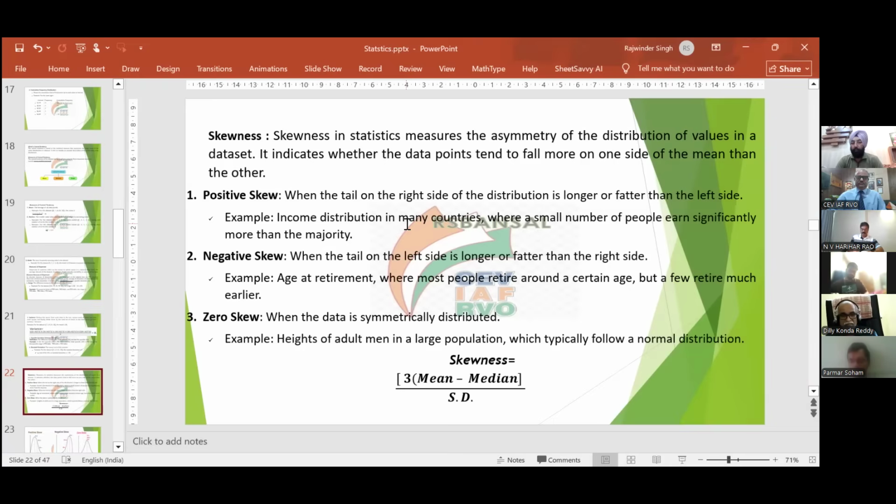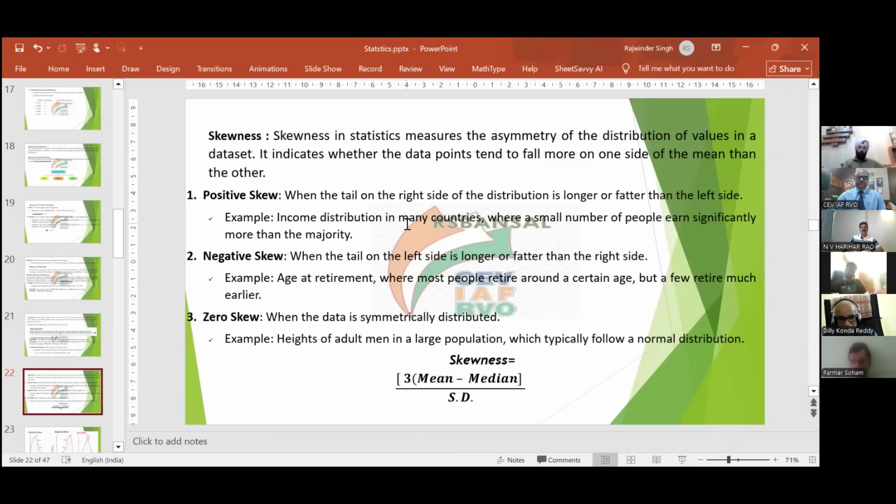Then negative skew is when the tail on the left side is longer or fatter than the right side. For example, age at retirement, where most people retire around a certain age, but a few would retire much earlier. And zero skew is when the data is symmetrically distributed. For example, heights of adult males in a large population, which typically follow a normal distribution.